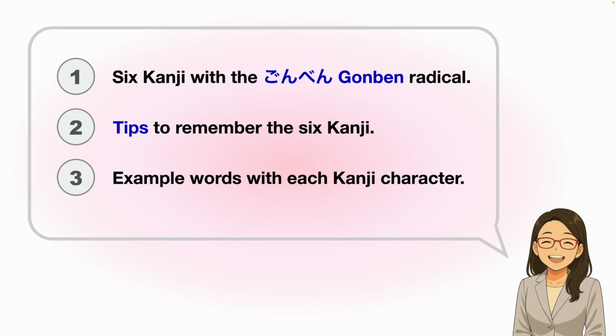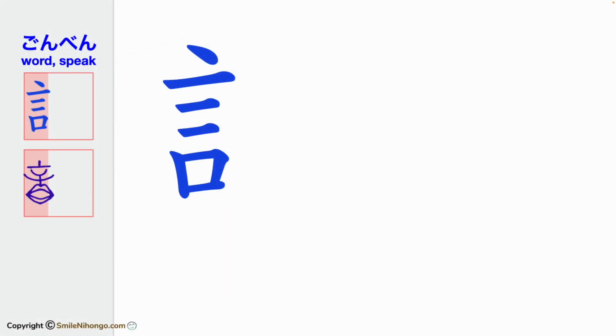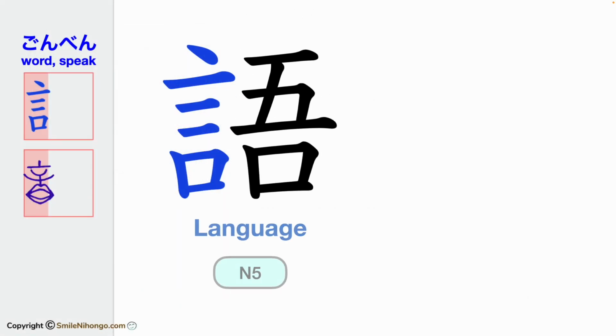Today, I'm going to introduce 6 basic kanji with this Gonben radical. I'll also share tips to help you remember the kanji and provide example words using each kanji character. I hope this lesson is especially helpful for those who are just starting to learn kanji. では、始めましょう。The first kanji means language.